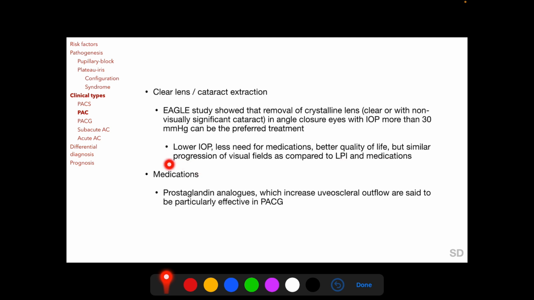And medications to lower the intraocular pressure will be required if LPI or lens extraction fails to control the intraocular pressure, and in this situation, prostaglandin analogs, which increase uveoscleral outflow, are said to be particularly effective.